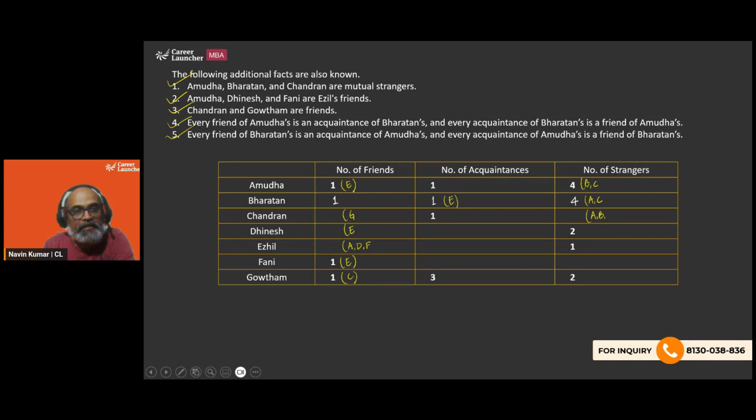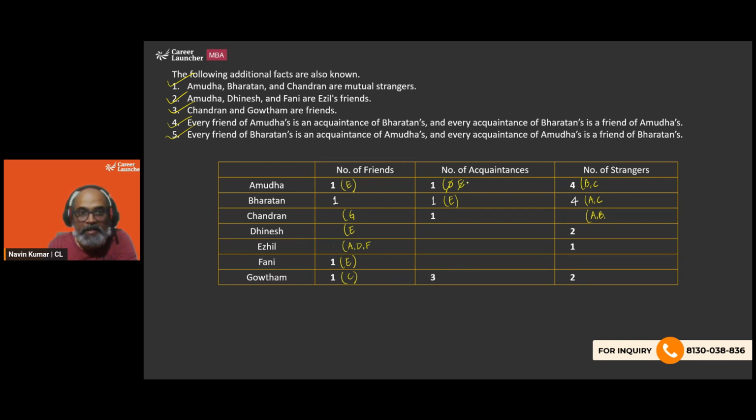So let's look at A's row. A cannot be friend or acquaintance or stranger to himself. So that's ruled out. A is a friend of E. So E is done. A is a stranger to B and C. That is done. The thing is, if I write acquaintance here, D, that is all good. If I, instead of D, try to write E, that will be a mismatch because E cannot be a friend as well as an acquaintance.